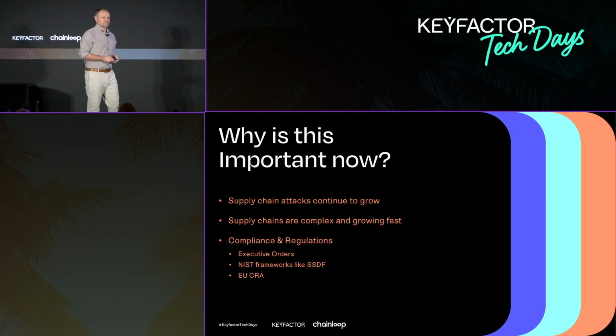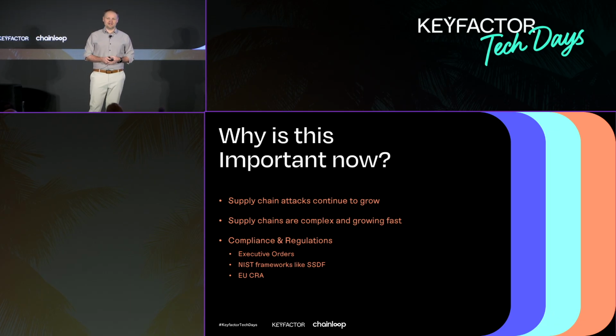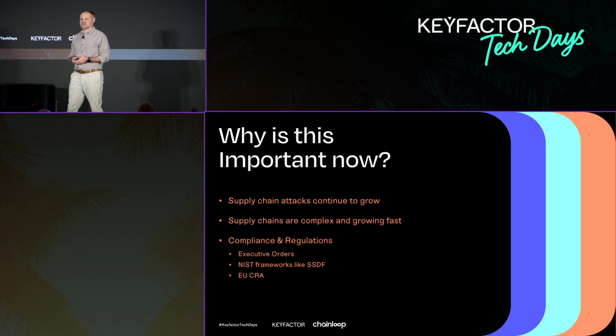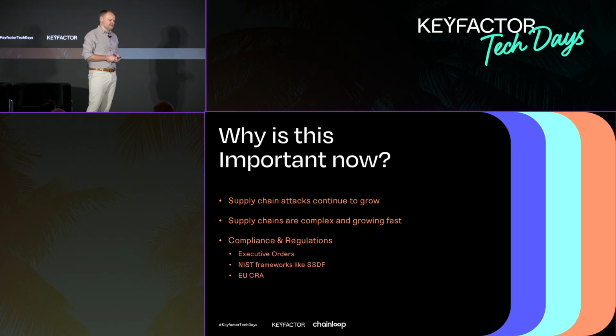So why are we talking about this now? Supply chain attacks continue to grow. With the speed and pace of development and the containerization of applications, you're pulling in hundreds of dependencies for any given software project, and those themselves have second layer dependencies. It becomes very difficult and complex to manage very quickly.